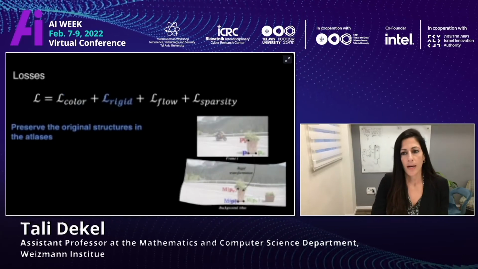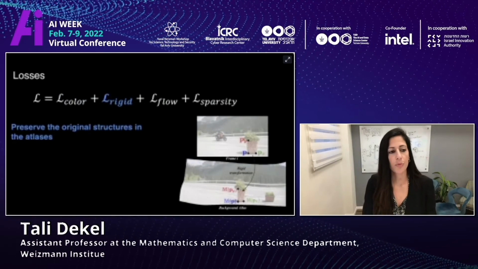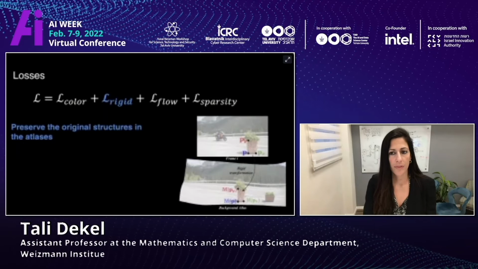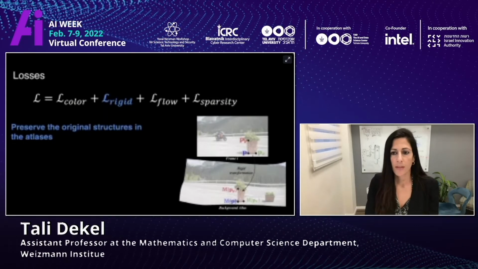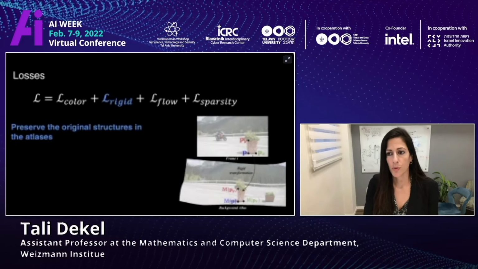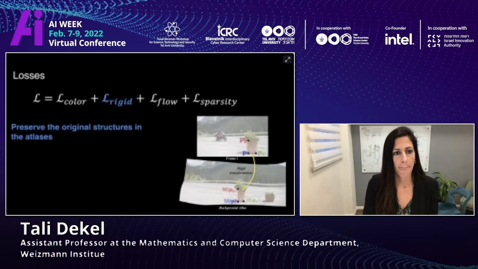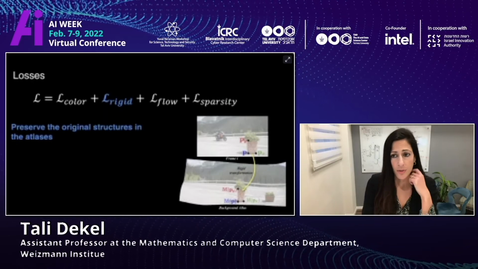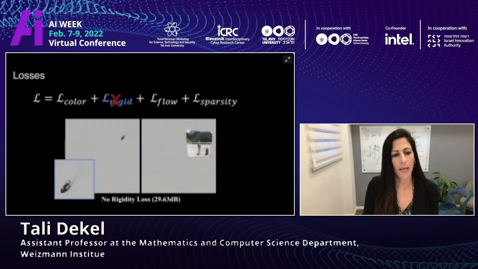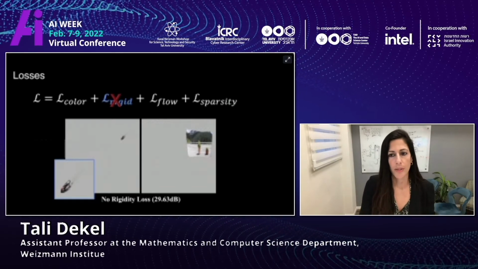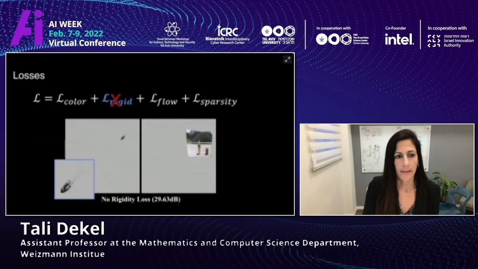The second term is a rigidity loss. We want to get interpretable, editable atlases. So we want the atlases to preserve the structure of the objects in the original video as much as possible. To achieve that, we encourage the mapping from the video pixels to the atlas to be locally rigid. Without this loss, you can see that we get distorted atlases, and somehow they all collapse into these small regions within the continuous atlas space. And this is not something that we can use for editing.